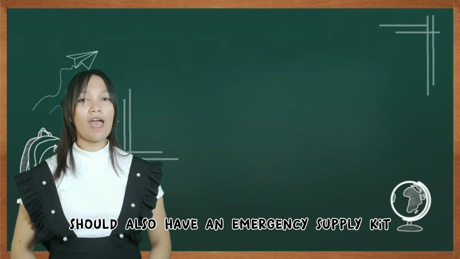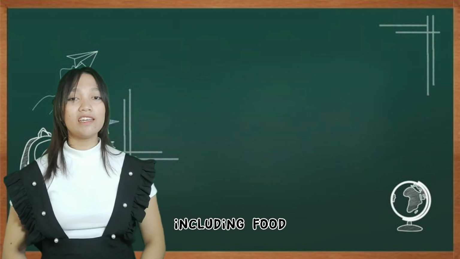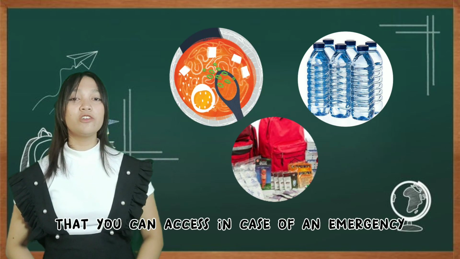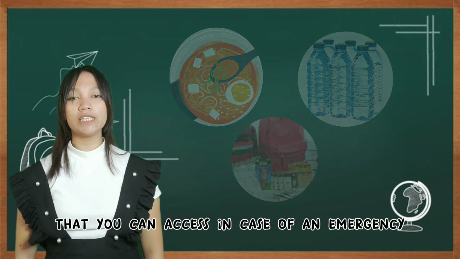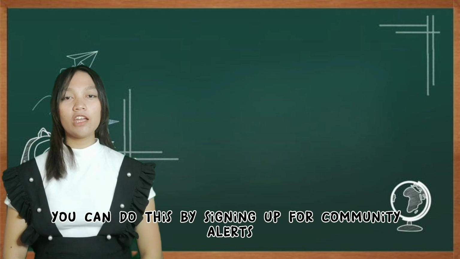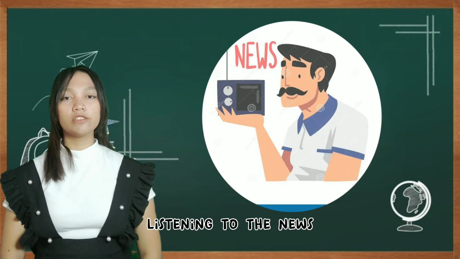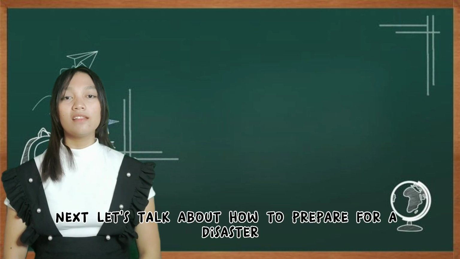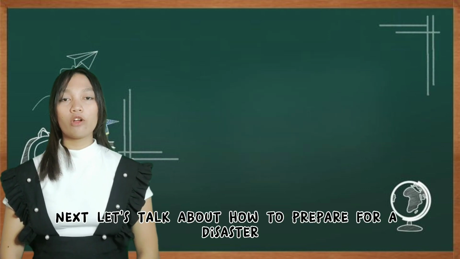You should also have an emergency supply kit including food, water, and other supplies that you can access in case of an emergency. You can do this by signing up for community alerts, listening to the news, and monitoring the local weather. Next, let's talk about how to prepare for a disaster.